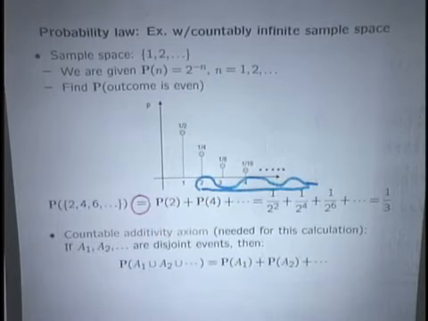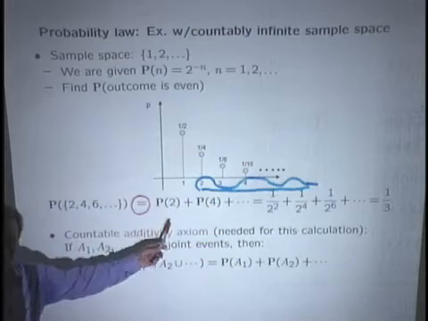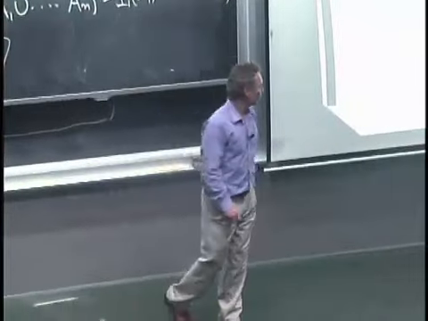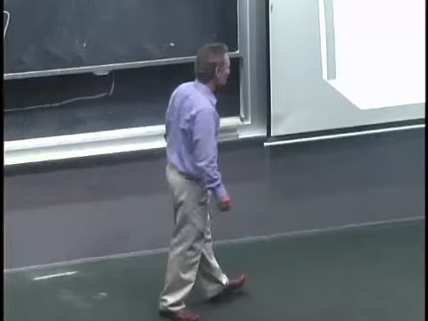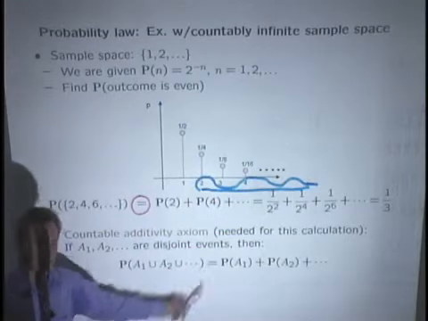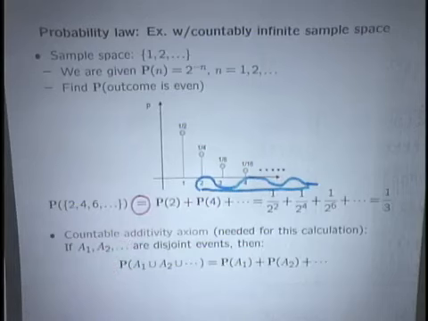To justify this step, we need to introduce one additional rule, an additional axiom that tells us that this step is actually legitimate. And this is the countable additivity axiom, which is quite a bit stronger than the additivity axiom we had before. It tells us that if we have a sequence of sets that are disjoint, and we want to find their total probability, then we are allowed to add their individual probabilities.